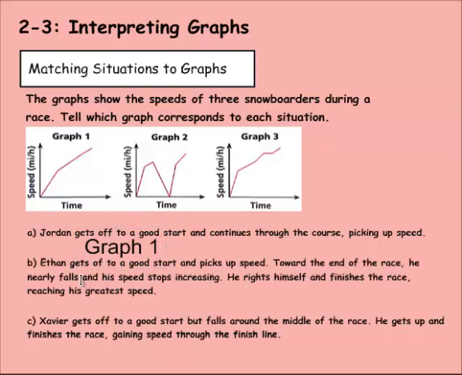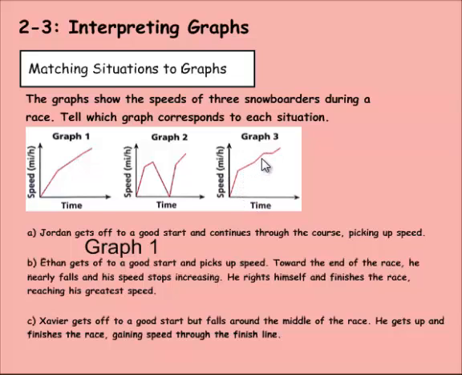Now we have this one. Ethan gets off to a good start and picks up speed. Toward the end of the race, he nearly falls and his speed stops increasing. He rights himself and finishes the race, reaching his greatest speed. So we have this one, which he clearly never stops. His speed stops increasing. So we can probably look at this one that we were looking at before.